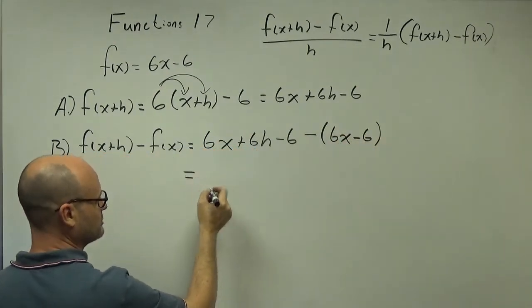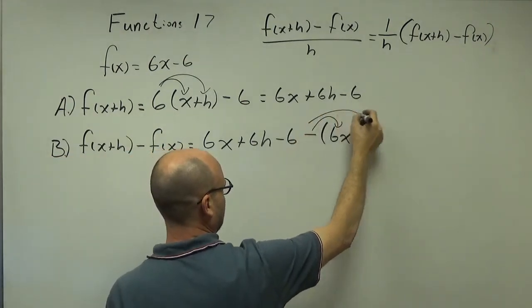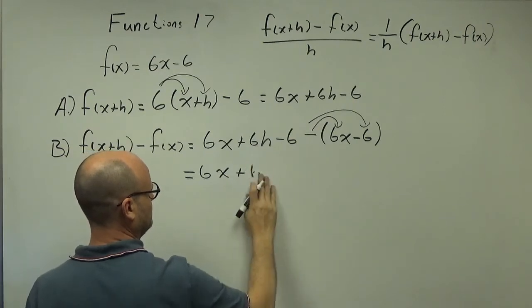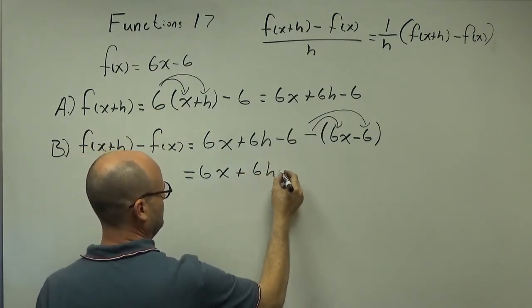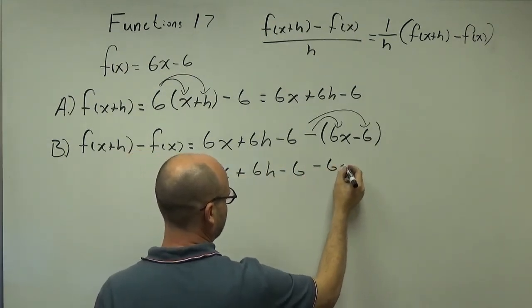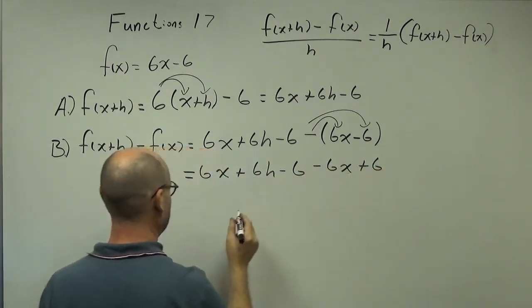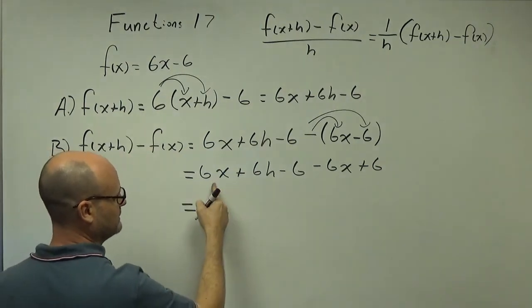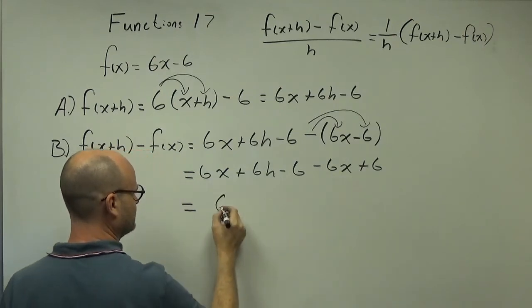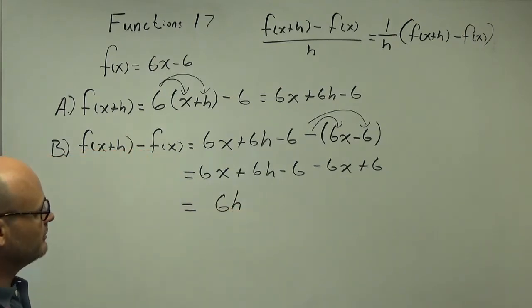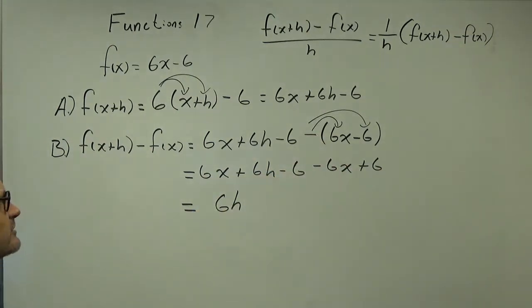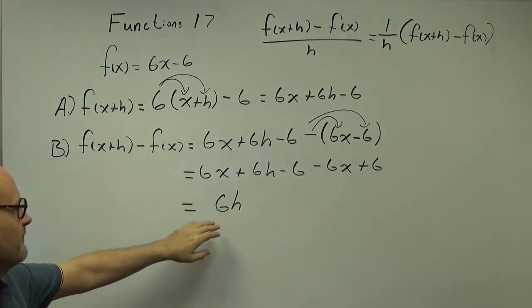And the reason is you'll see things happen here. So you have 6x plus 6h minus 6. That's just right there. Minus 6x plus 6. Now we simplify and we get 6x minus 6x is 0. Negative 6 plus 6 is 0, so we're left with 6h. This is why you need to be very careful with this, because you will repeatedly get it wrong and you'll be doing a lot of things correctly and you may not catch your mistake.